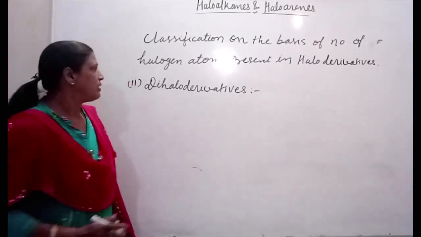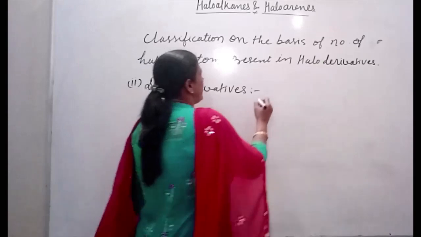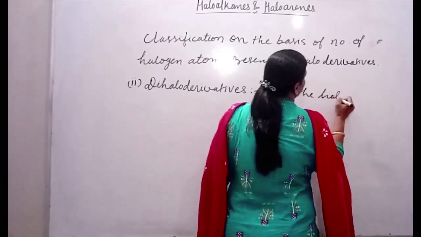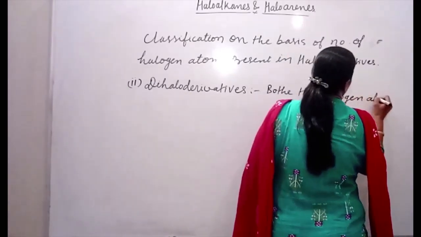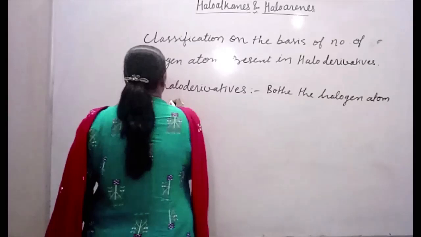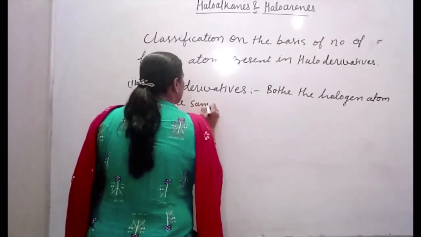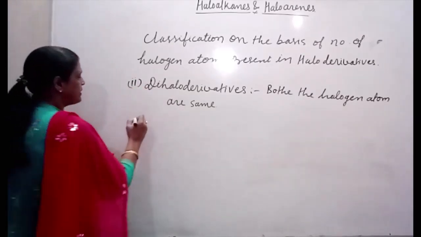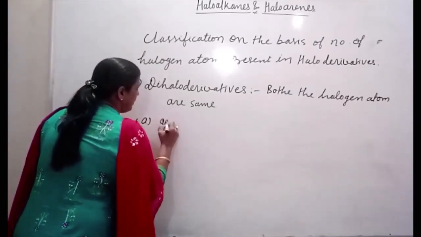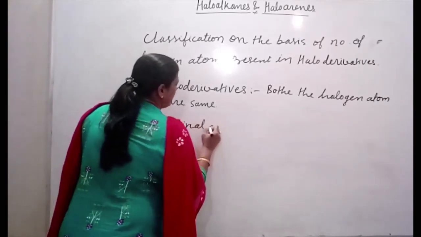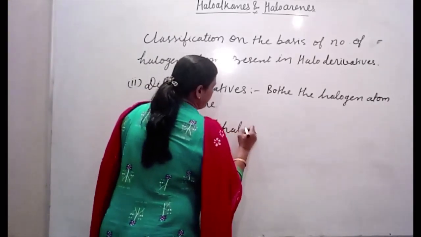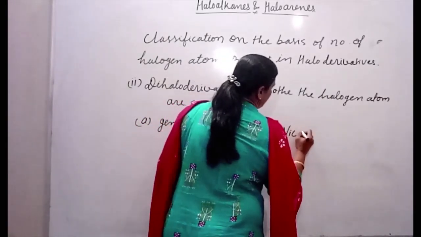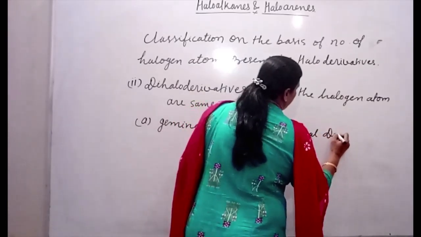If both the halogen atoms are the same, then these dihalo derivatives are of 2 types, which are first geminal dihalide and second vicinal dihalide.